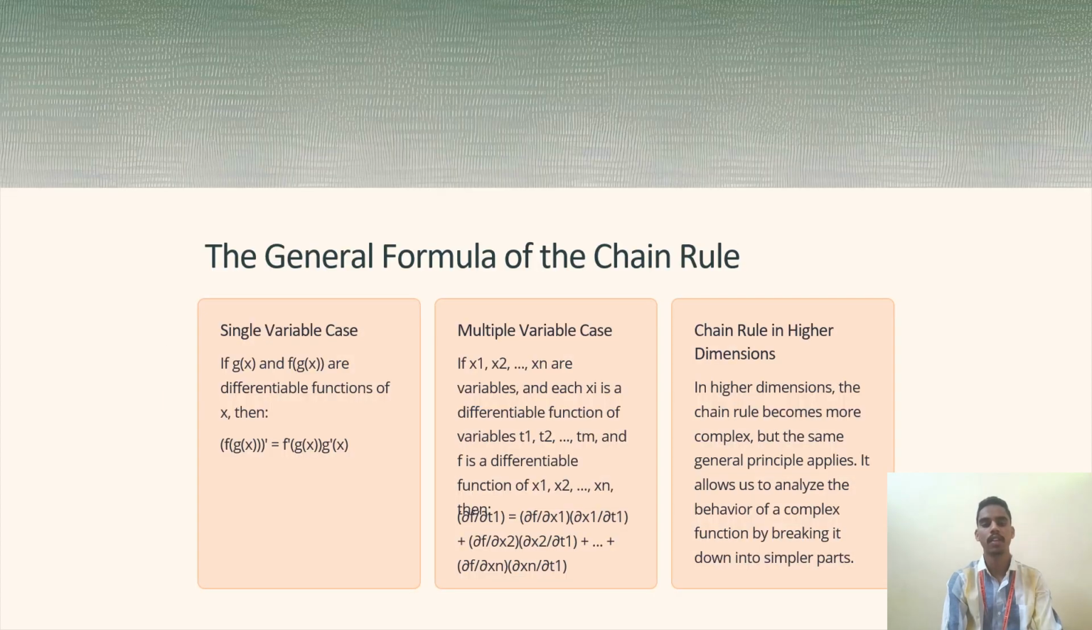Moving forward to the next slide, the general formula of the chain rule. Single variable case. If g of x and f of g of x are differentiable functions of x, then the derivative of f of g of x is f dash of g of x times g dash of x. Multiple variable case. If x1, x2, and so on up to xn are variables and each x is a differentiable function of variables t1, t2, and so on up to tm, and f is a differentiable function of x1, x2, and so on up to xn. Chain rule in higher dimensions.